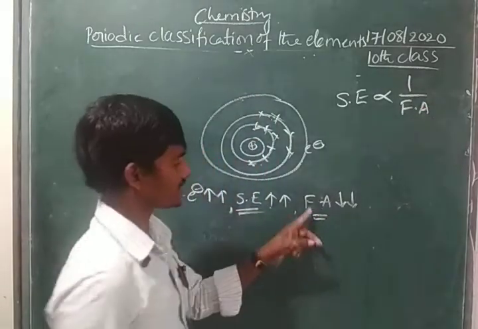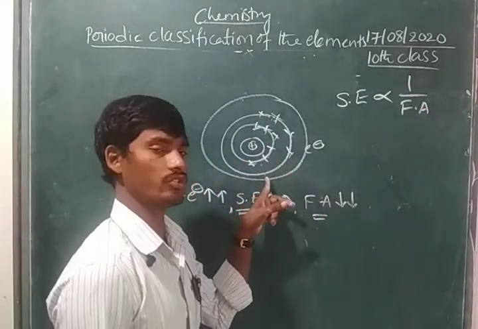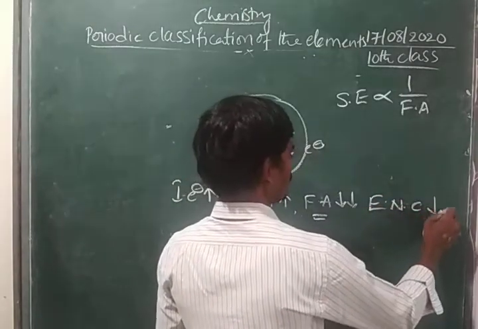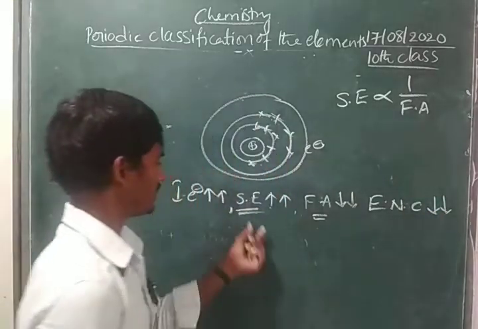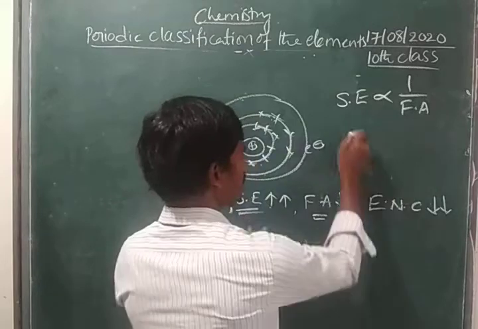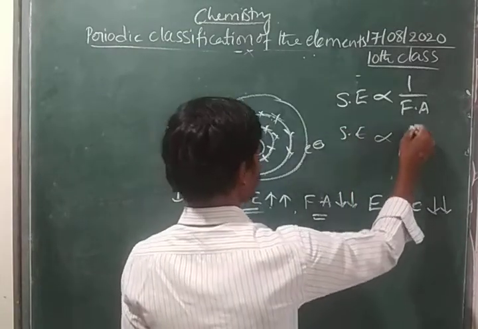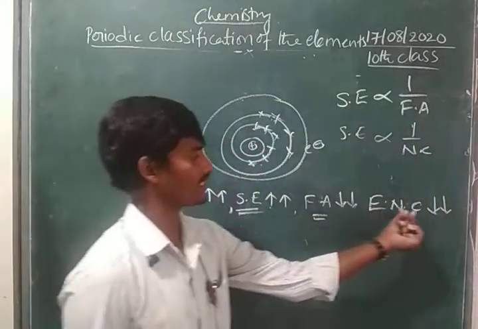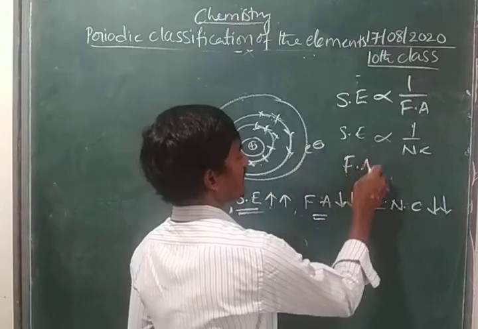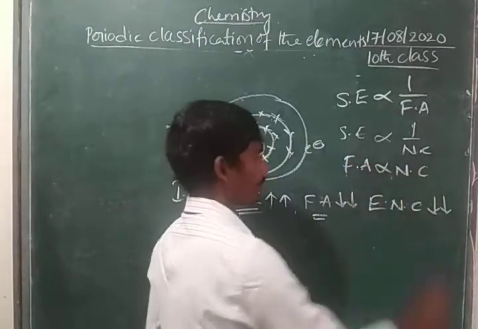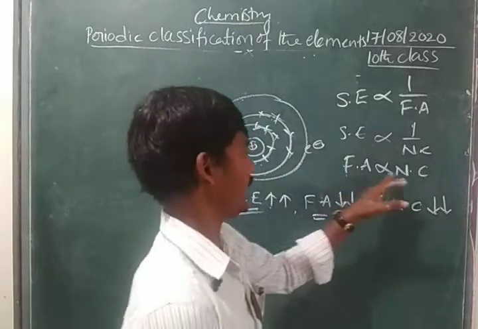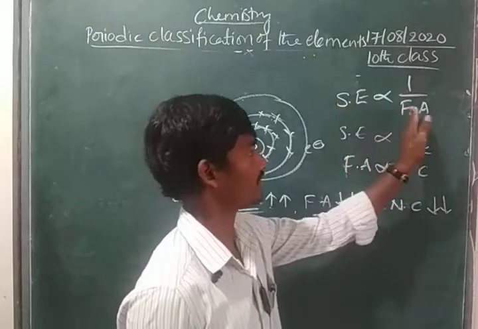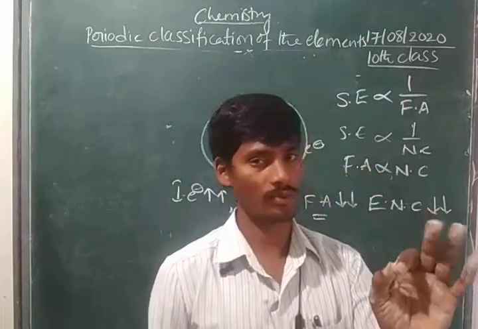If the force of attraction decreases, then automatically the effective nuclear charge also decreases. Right children? That means the screening effect is inversely proportional to the nuclear charge, that is, to 1 by nuclear charge. Force of attraction and nuclear charge are directly proportional. Screening effect and nuclear charge are inversely proportional, and screening effect and force of attraction are inversely proportional.